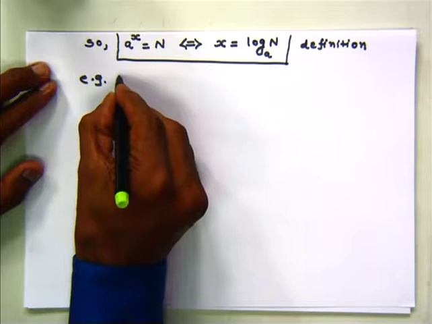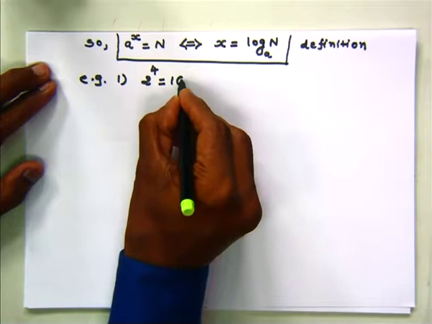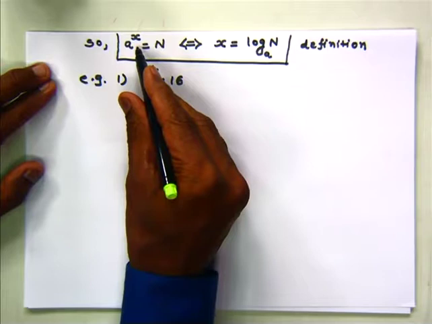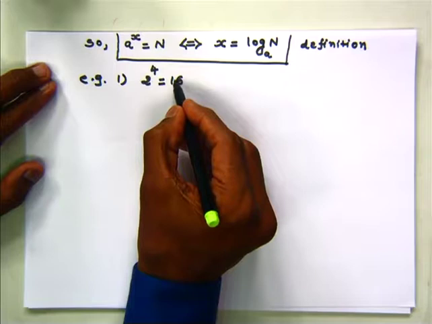We know that 2 to the power 4, the result is 16. Compare the expression with this one: my a is 2, x is 4, n is 16. I am using the definition.